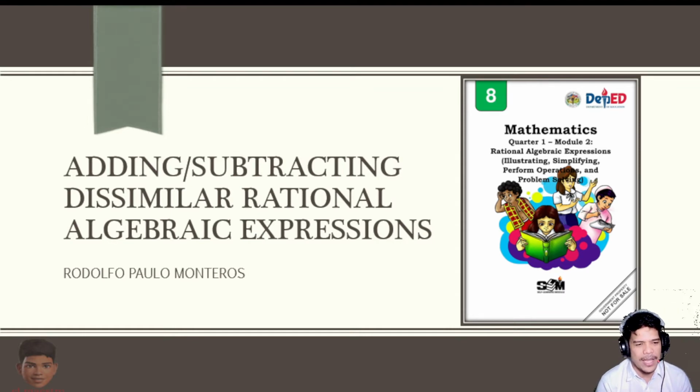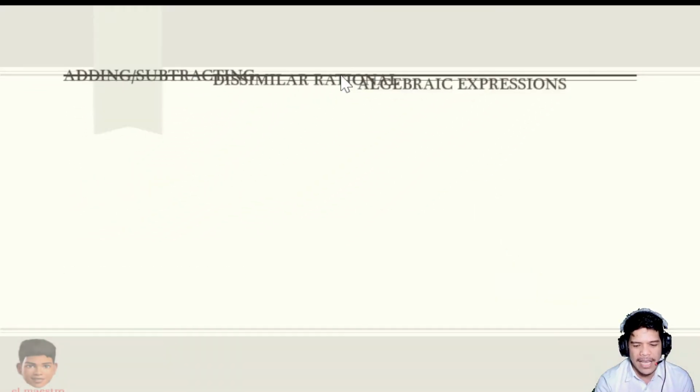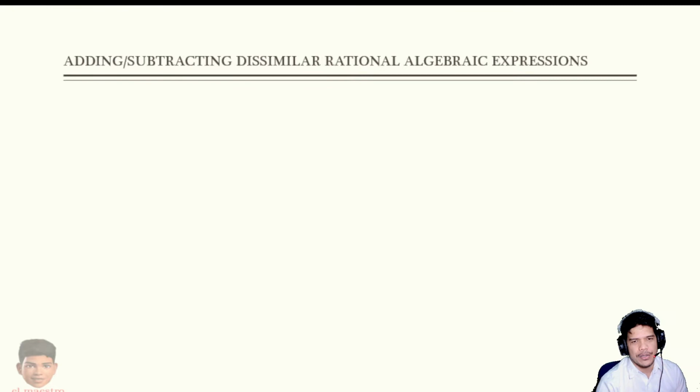Kasi the last time we have is we add rational algebraic expressions na the same yung denominator nila. So, medyo madali yon. This time, magkaiba yung denominator. So, anong gagawin natin? If these two rational algebraic expressions that we're going to add, magkaiba yung denominator nila. Okay? So, yun yung matutunan natin for today. Okay. So, we have steps to follow.